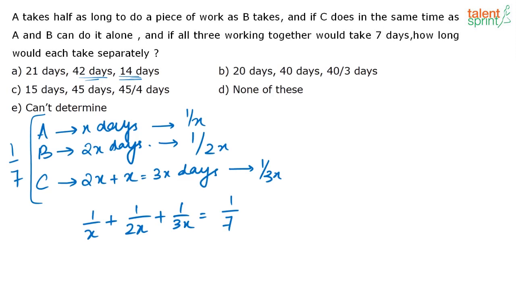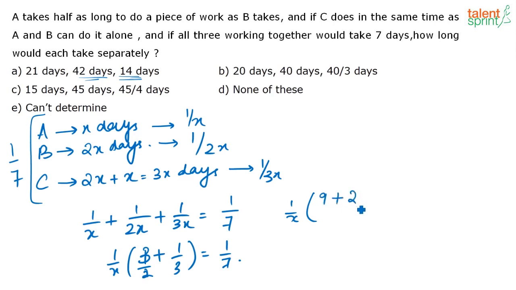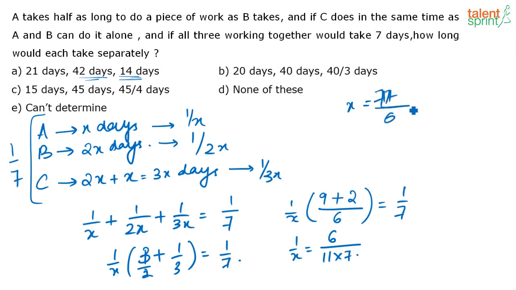Okay, let me solve it. Here I am taking 1 by X out. 1 by X into 1 plus 1 by 2, that is 3 by 2, plus 1 by 3, is equal to 1 by 7. Now 1 by X into, here the LCM is 6. 3 threes are 9, 9 plus 2 divided by 6, that is equal to 1 by 7. So 1 by X is equal to 6 by 11 into 7, or X is equal to 11 sevens are 77, 77 by 6.